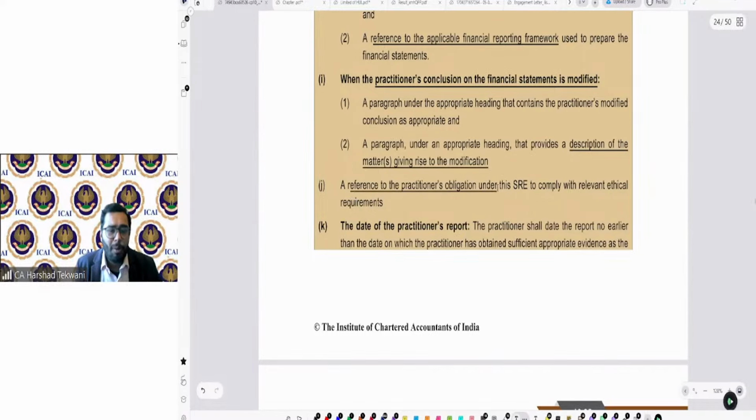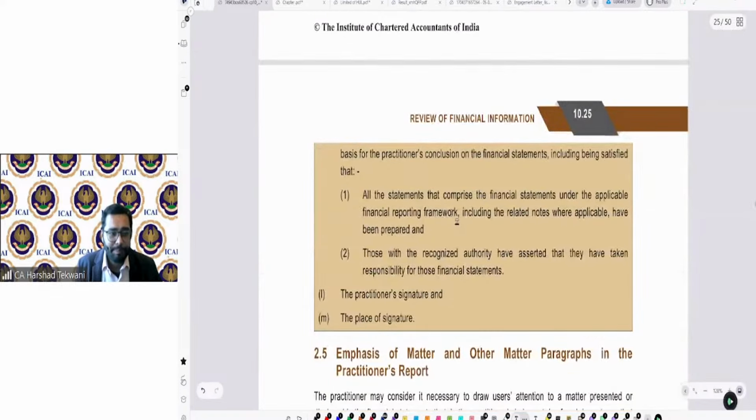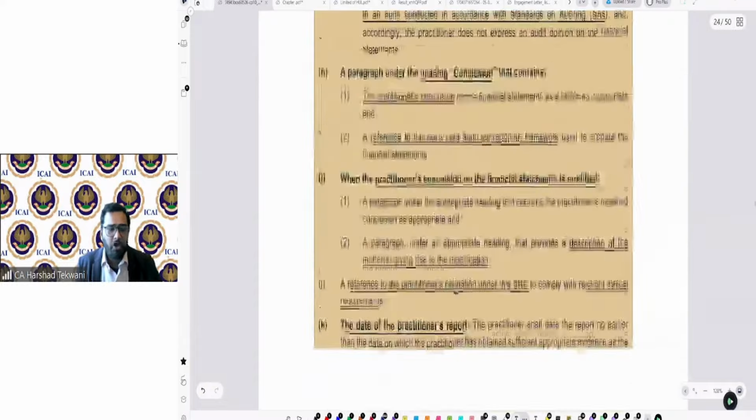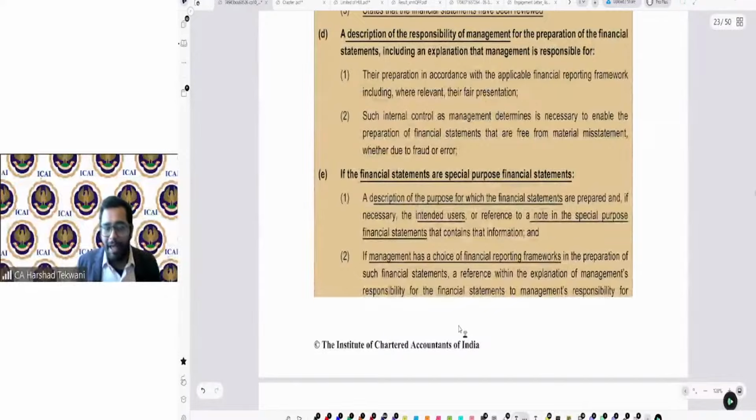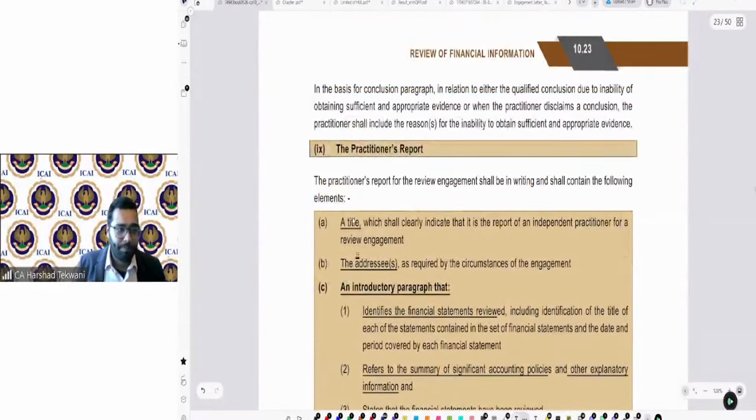A reference to the practitioner's obligation under SRE with relevant ethical requirements, the date of the practitioner's report, then the practitioner's signature and place of signature. So these are some basic items or structure that should be there in a practitioner's report. When we are talking about reports under SRE, on similar lines we have seen various reports. It's similar.